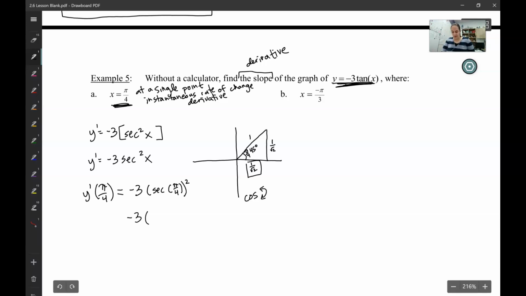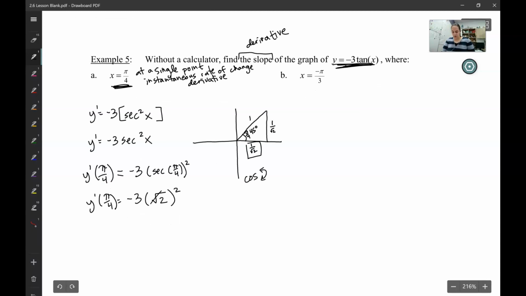So secant of pi fourths is going to be √2/1, or just √2, squared. Let me include my labels. So √2 squared, that's going to be -3 times 2, which is going to be -6. So the slope of this graph at pi fourths is -6.